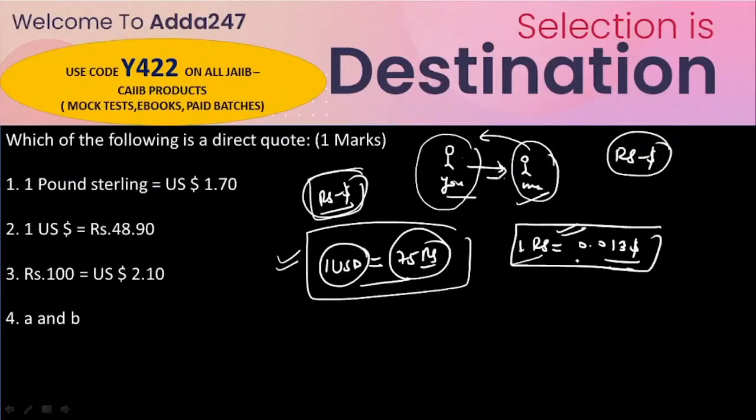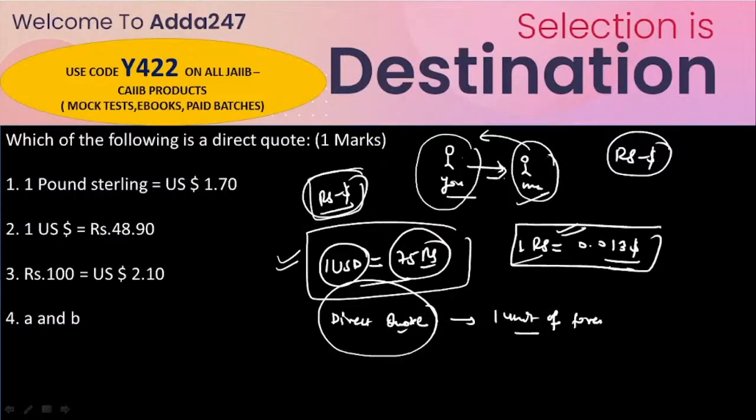Now understand, if I say in definition terms, a direct quote is when the cost of 1 unit of the foreign currency is expressed in the domestic currency. So if 1 unit of the foreign currency is expressed in the domestic currency, then it is known as a direct quote. Like here, 1 unit of the foreign currency, that is 1 US dollar, is equal to the domestic currency. So this is known as a direct quote.